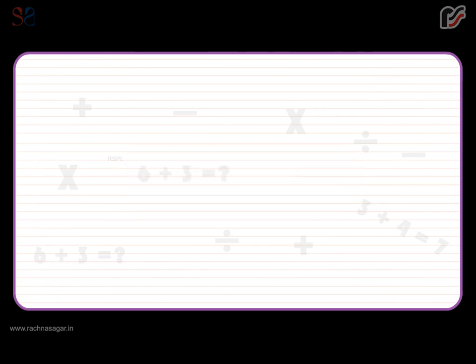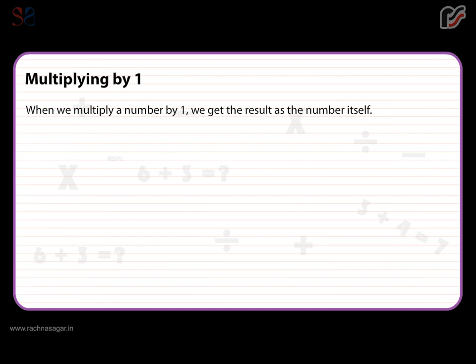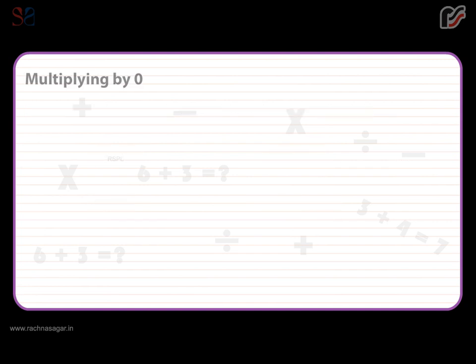Multiplication facts. Multiplying by 1. When we multiply a number by 1, we get the result as the number itself. 3 multiply by 1 is equal to 3. 4 multiply by 1 is equal to 4. 5 multiply by 1 is equal to 5. 10 multiply by 1 is equal to 10.